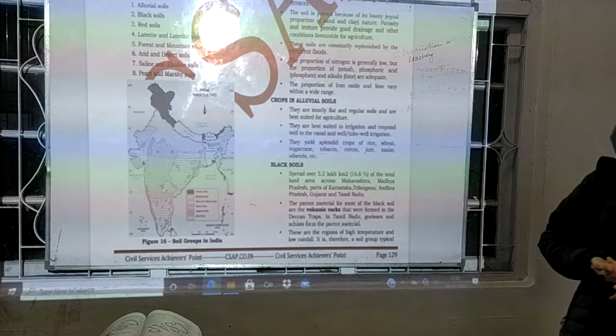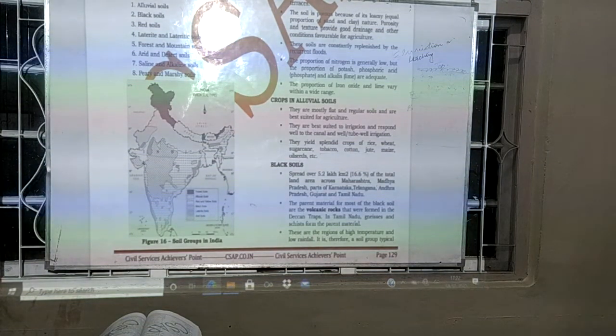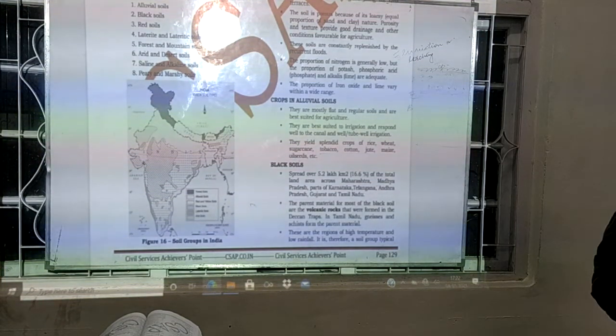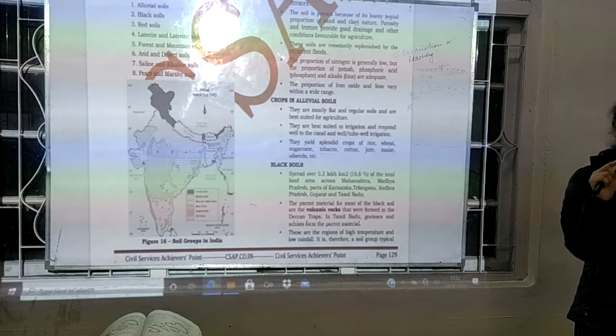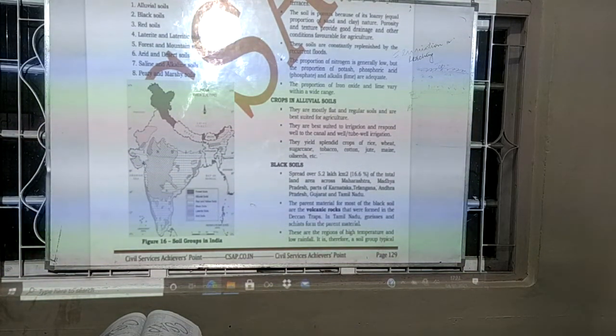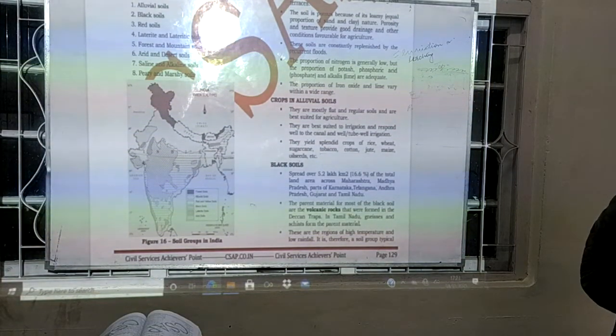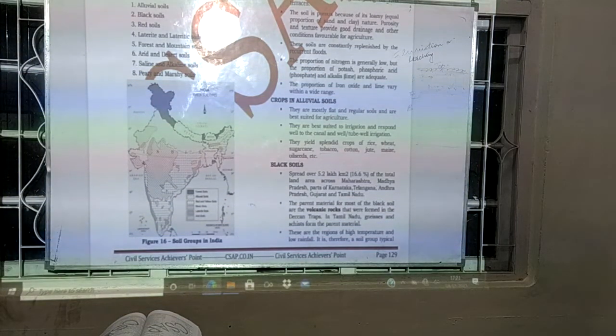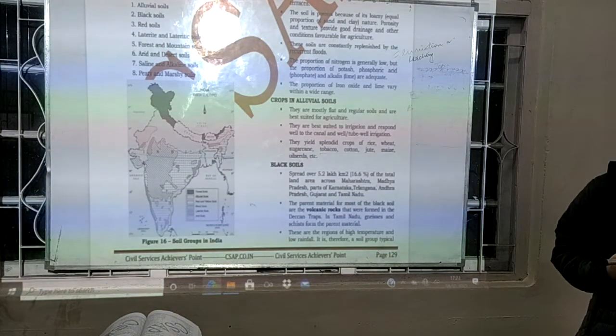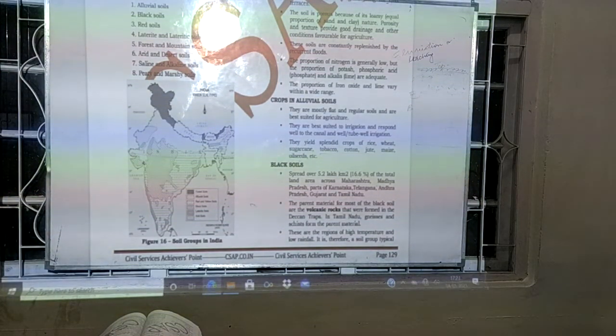Next we come to forest and mountain soils. We already know, mountain soil means what? It will be found in the mountain areas. That means it will be found in the slopes. That means the soil profile will be very thin. It won't be a very thick profile. Let's come to the arid and desert soils. What can it be? Dry, sandy, light color. Then well aerated, as we already did. Dry and desert soils.